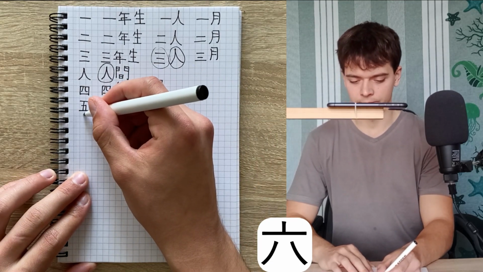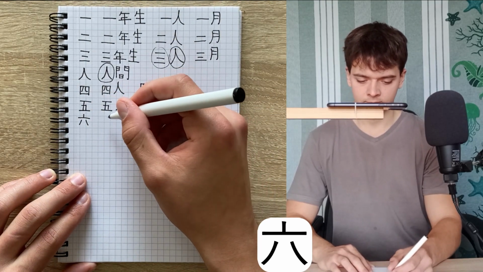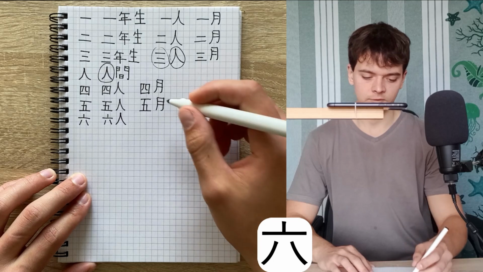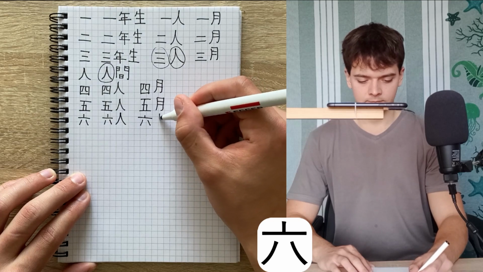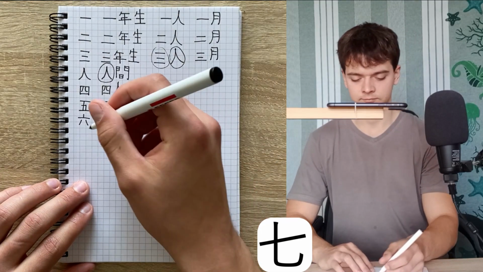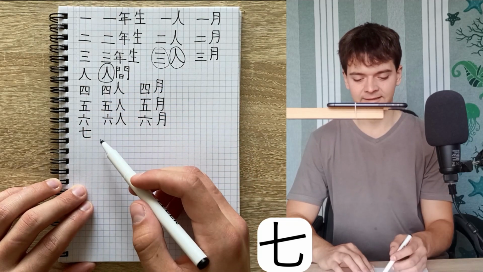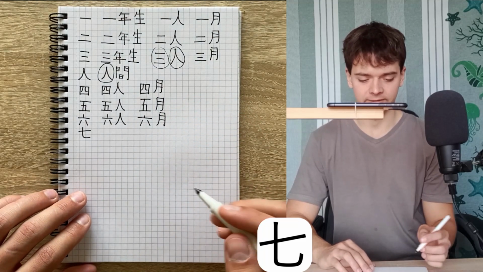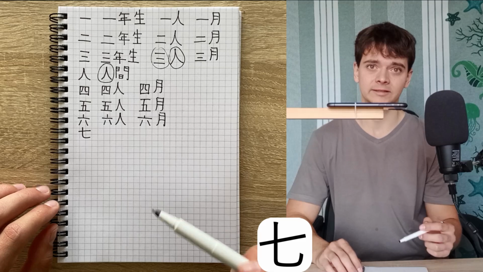Let's continue with Roku. Roku is 6. Rokunin, 6 people. And Rokugatsu, June. Nana. Nana is 7. We can again use it with this kanji hito. I won't write it again. It would be Nananin, like in Yamada-kun to Nananin no Majo.